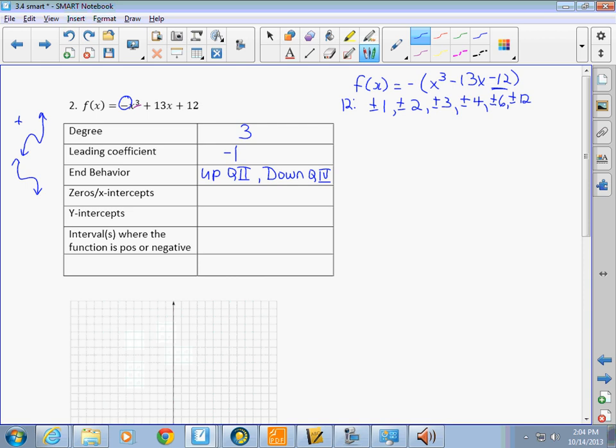So I'm going to start with, I'm going to substitute in, oops, plus 1. So I have 1 cubed minus 13 times 1 minus 12.